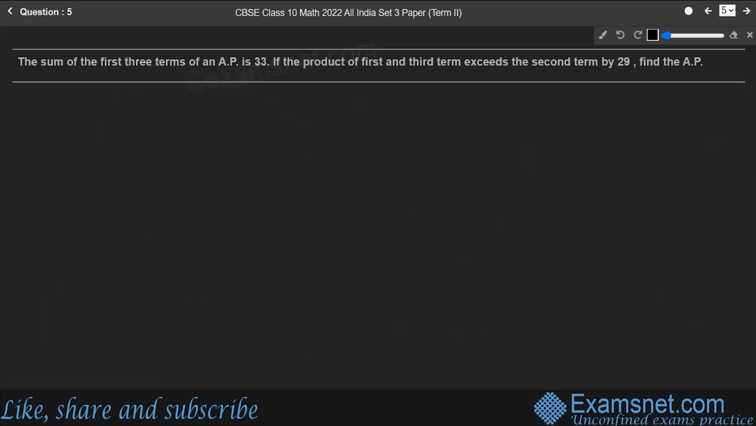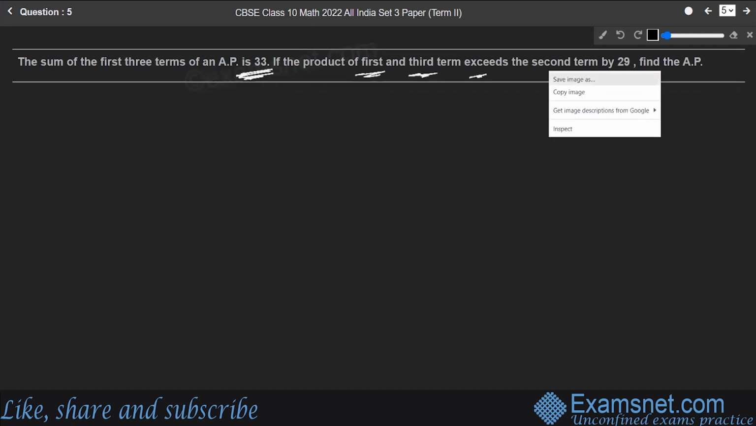Now what is happening in question number 5? They're asking: sum of the first 3 terms of an AP is 33. The product of first and third term exceeds the second term by 29. Find the AP.